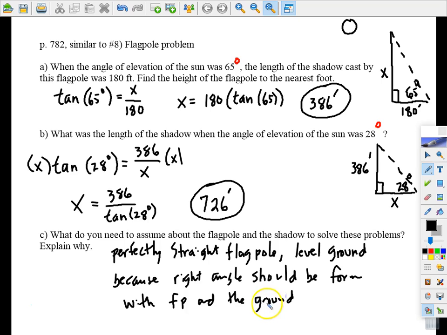So there are some assumptions that we are making. And you could have worded it a little bit differently, but that's the gist. The fact is we need a right angle to be able to use these ratios that we have at our disposal. So I hope that helps. Now that you've seen this, go about the same process, basically. Obviously, you're going to get different numbers, but go about the same process to get your answers to the problem number 8.